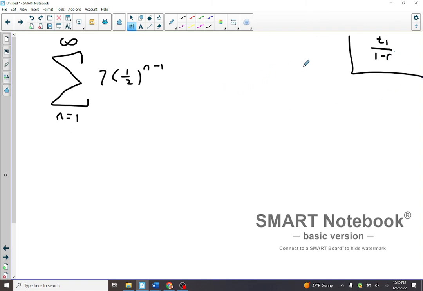Infinite only works for geometric. You're never going to give us an infinite with arithmetic? No, you cannot get an infinite with arithmetic. So T1 is just 7.